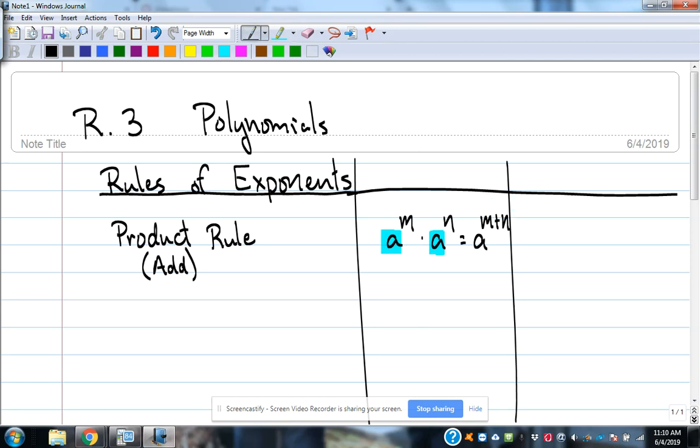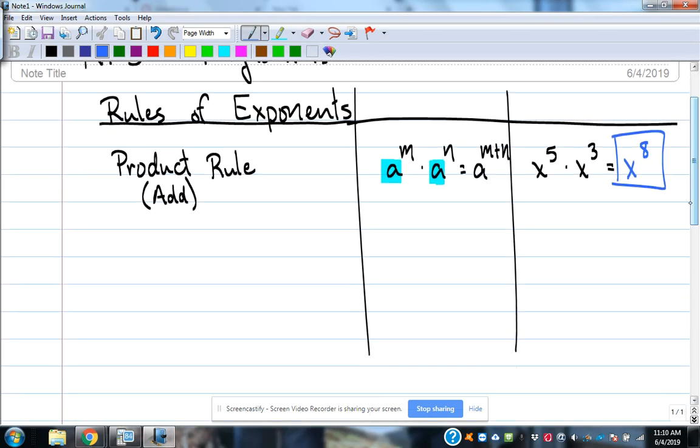An example of something that you would do that with might be x to the fifth times x to the third. They have the same base. The bases are both x, so the rule is, if the bases are the same, then you add the exponents. So the final answer would be x to the 5 plus 3, which is 8. So multiplication, bases are the same, add the exponents. That's what you want to do, the product rule for the rules of exponents.